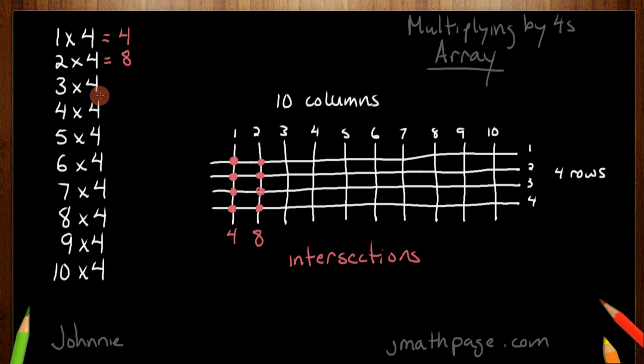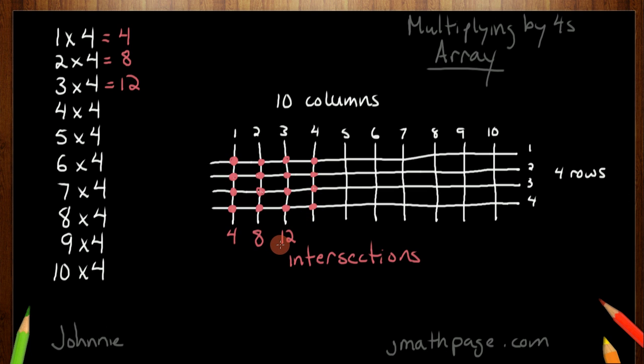What about 3 times 4? So again, 4 rows, but this time with 3 columns. 3 columns, 4 rows. Intersections? Now I know before I had 8, so let's count on 8, 9, 10, 11, 12. So if I think about 3 columns and 4 rows, all of these intersections in here, I can say that 3 columns and 4 rows give us 12 intersections.